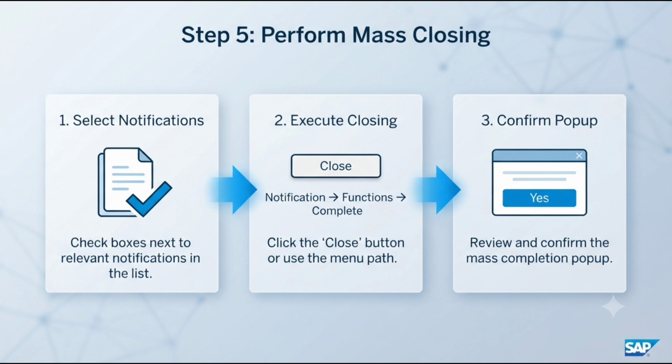In some cases, a short processing log appears. Once finished, the selected notifications are closed. You can refresh the list to verify that the status has changed. This bulk action replaces dozens of individual IW22 transactions and significantly improves efficiency.